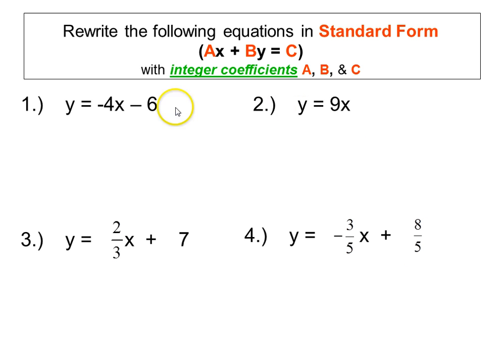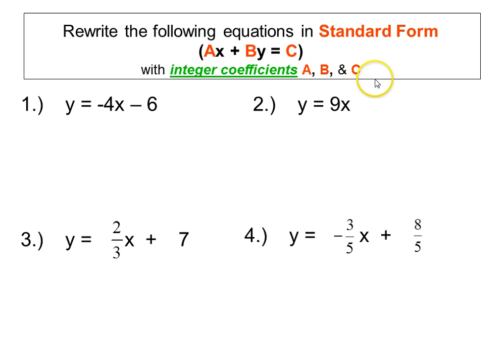So a couple of examples here. We have 4 equations on the screen here. All of these equations so far are in slope-intercept form, but we want to rewrite the following equations in standard form, which is ax plus by equals c. So you'll notice the difference between slope-intercept form and standard form is that x and y are on the same side of the equation in standard form, whereas in slope-intercept form, y is all by itself on one side of the equation, y equals mx plus b. And we want to write them with integer coefficients a, b, and c.